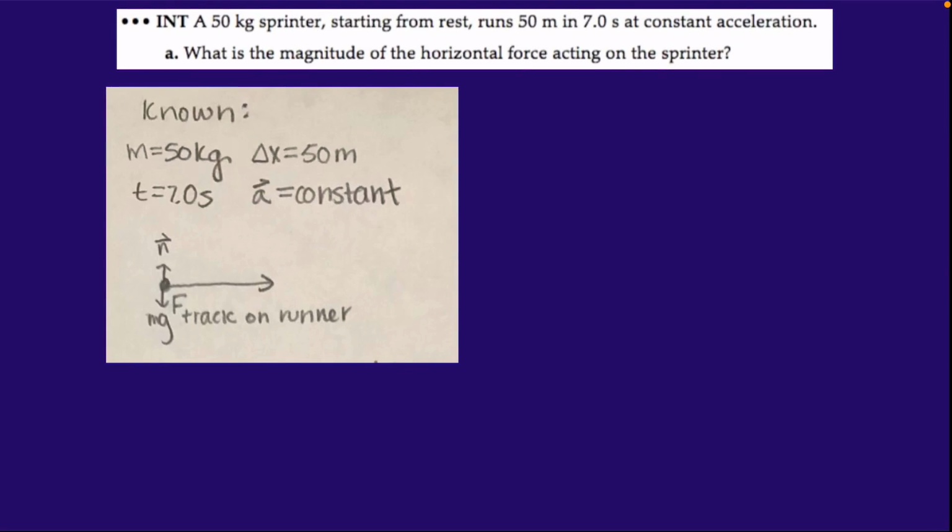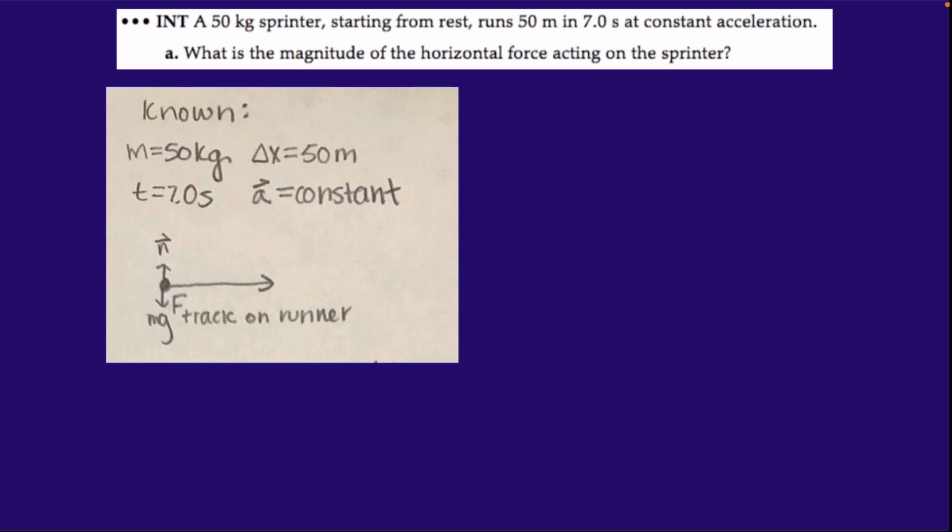A 50-kilogram sprinter starting from rest runs 50 meters in 7.0 seconds at constant acceleration. Part A, what is the magnitude of the horizontal force acting on the sprinter? So the first thing that I want to look at is just what we know, and also draw a model in order to get a good understanding of the problem.